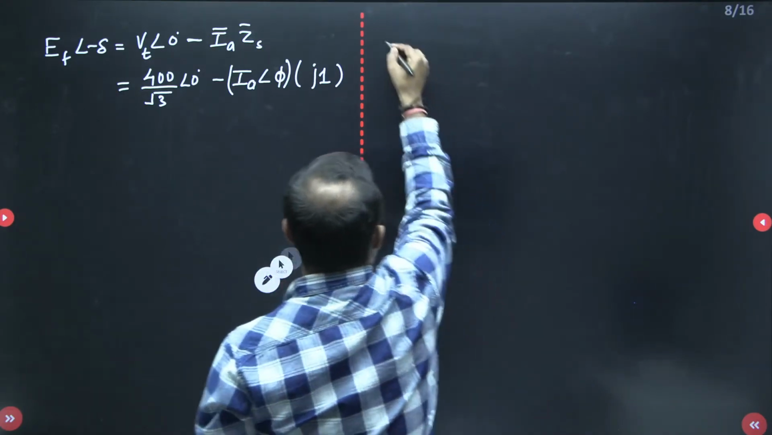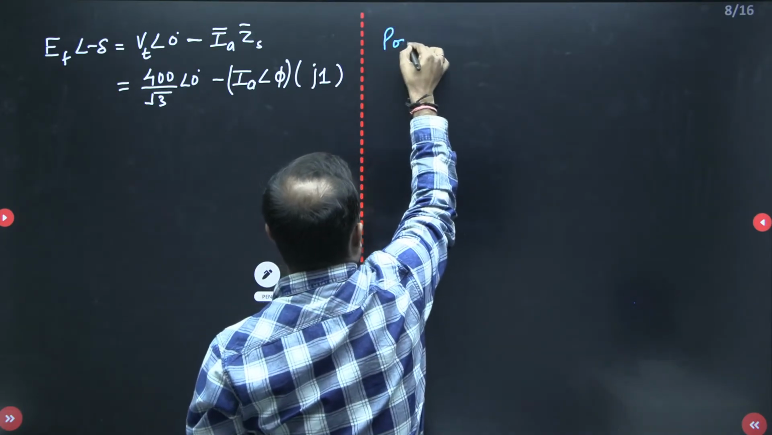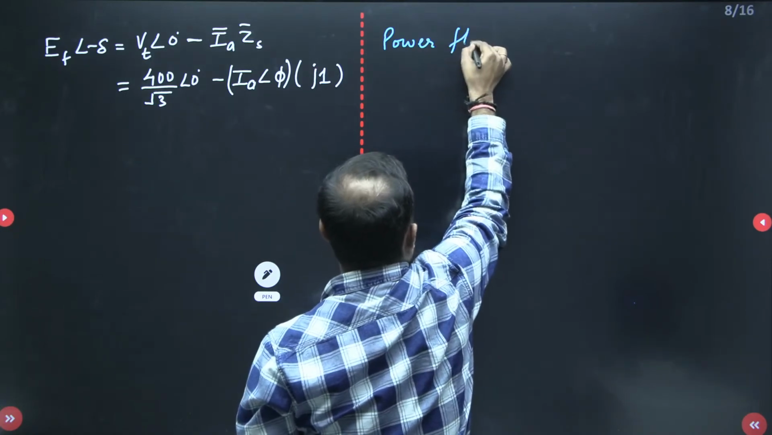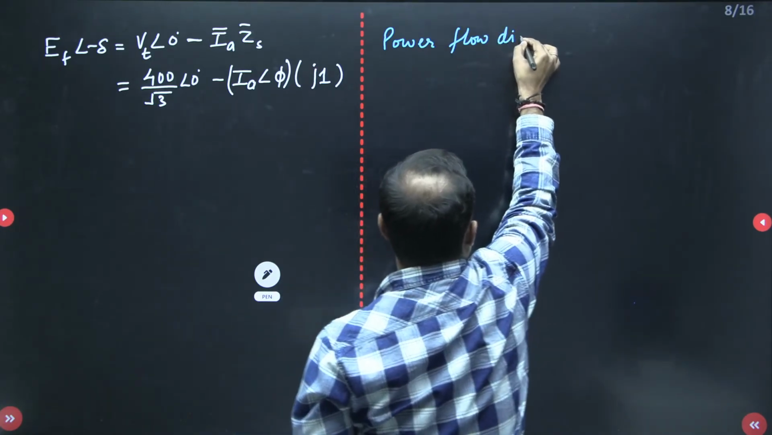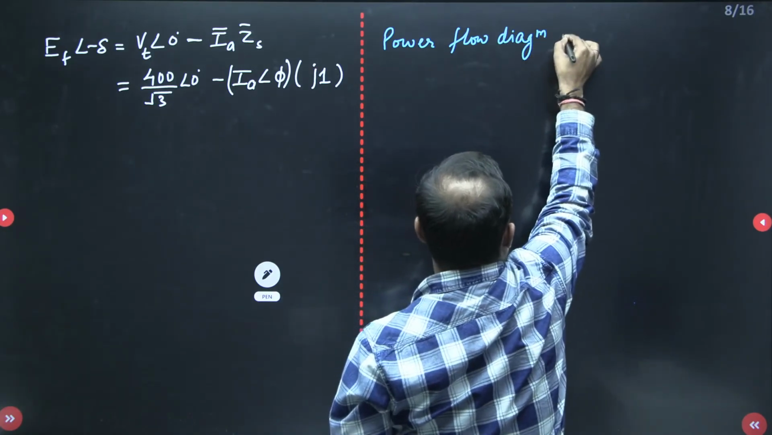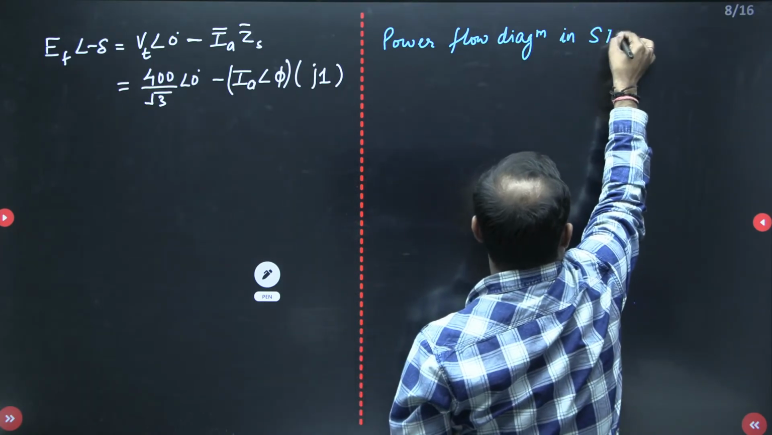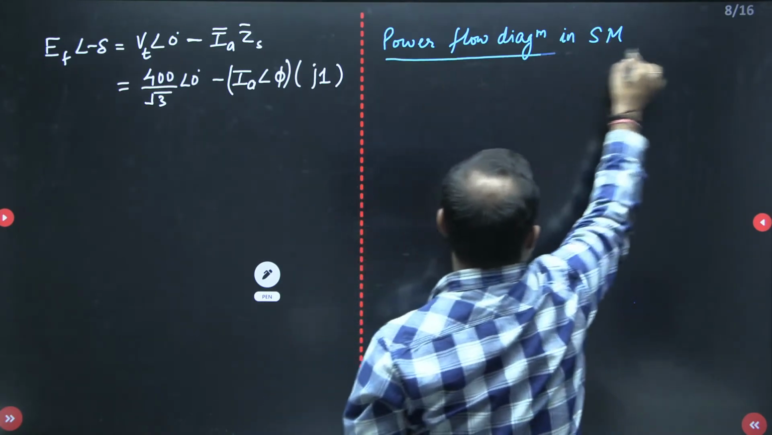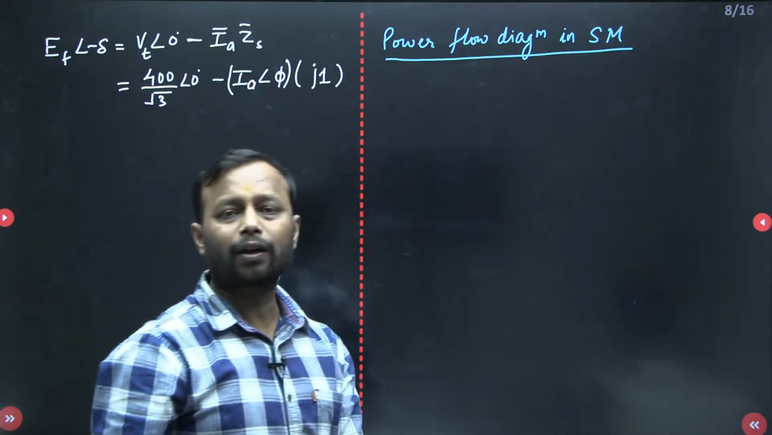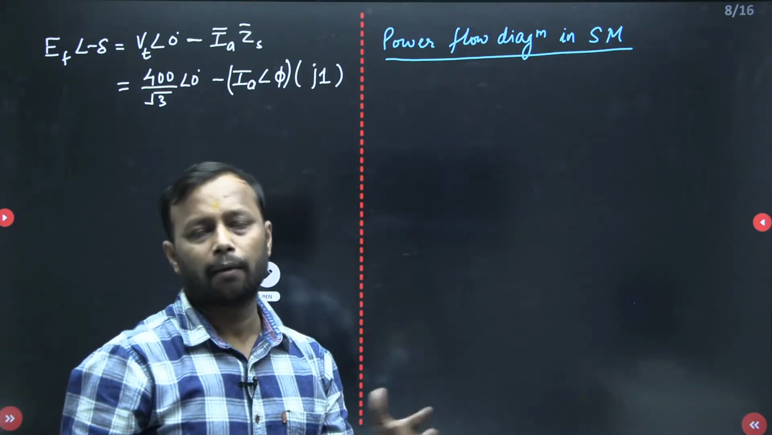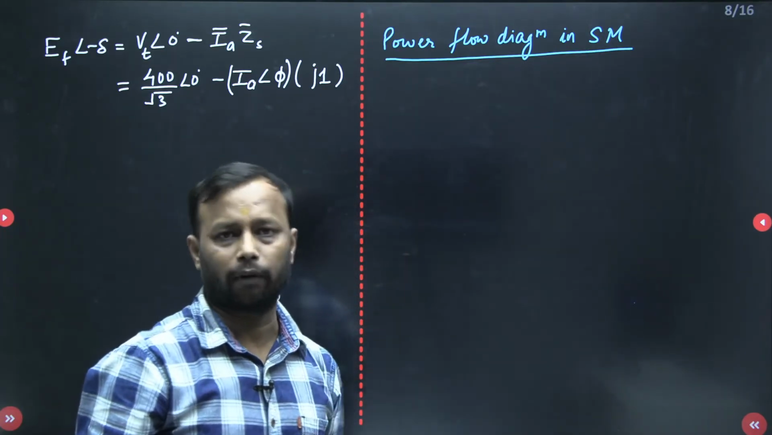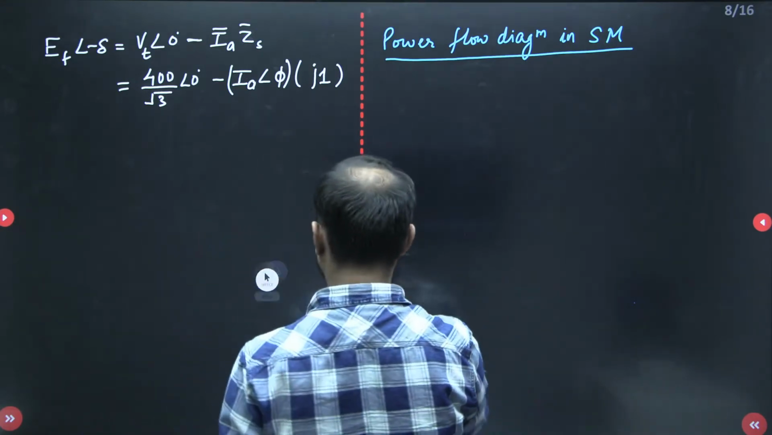Okay, so power flow diagram in synchronous motor. As we know, the input is electrical, and the output will be mechanical or shaft power. Okay, so see how it is going to look.